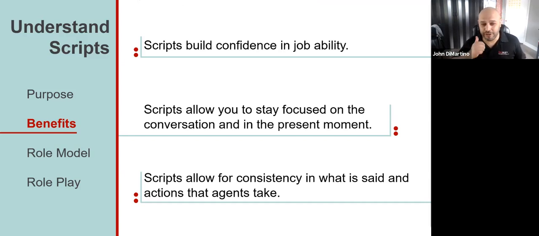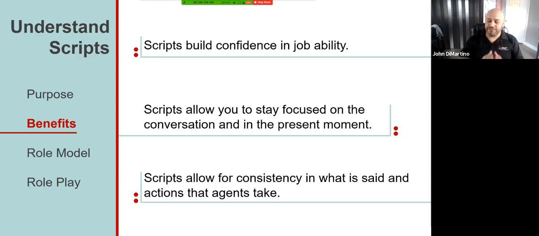Remember, scripts are a rehearsed response that will deliver a powerful message in a way that they understand. It allows you as the agent to ask powerful questions in a way that they'll be able to quickly share information that your customers need so you can better serve them. Talk about building confidence for your job abilities. It allows you to stay focused in the conversation and be present in the moment.